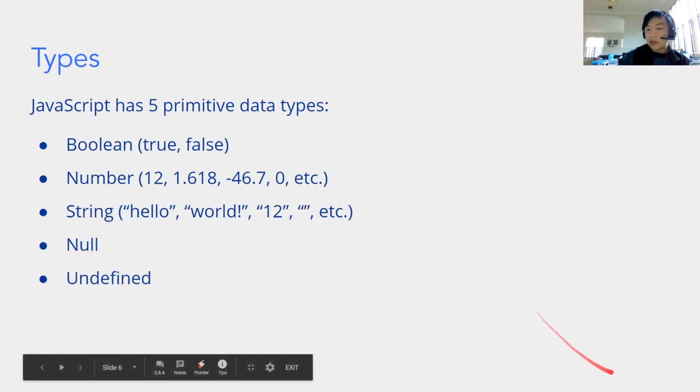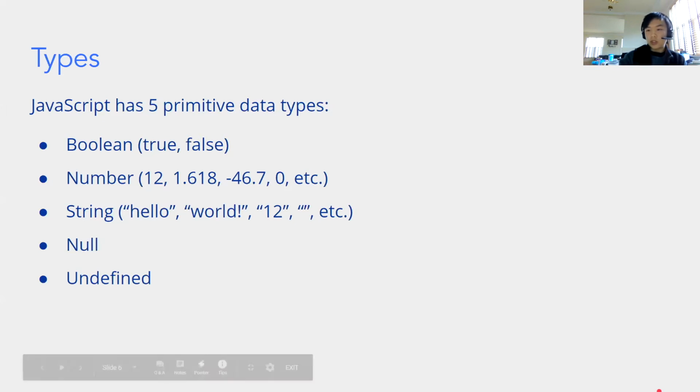Lastly, there are these two types, null and undefined. They sound similar, but there's a difference, which I'll talk about in a bit.